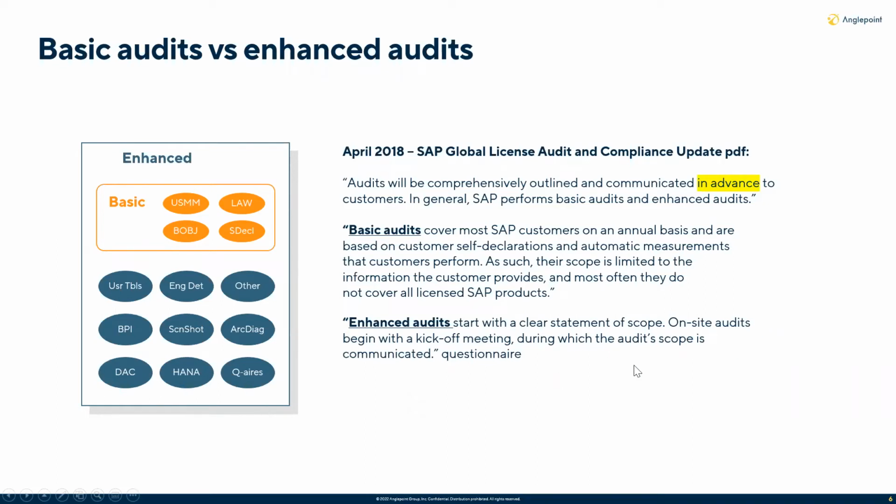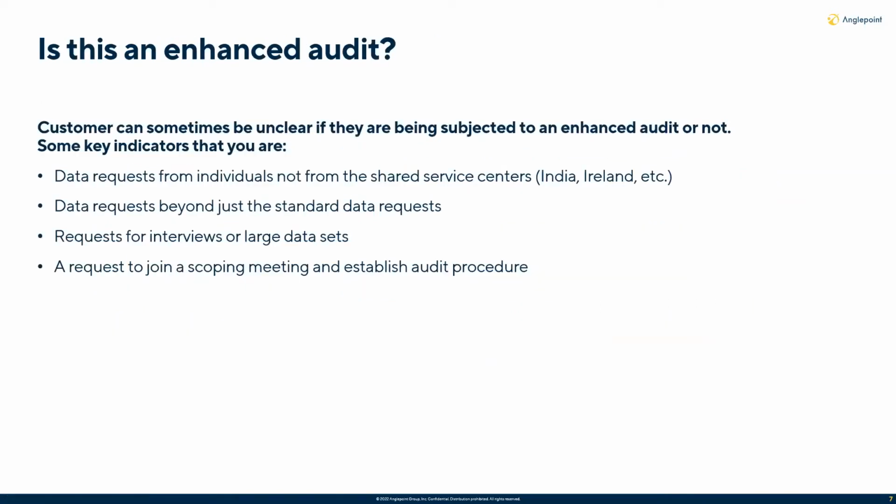On-site audits begin with a kickoff meeting during which the audit scope is communicated. So you should know pretty quickly, okay, this is an enhanced audit. This is different than what I usually get. The basic audit notifications are usually automated emails that you get. Enhanced audits, somebody's going to reach out to you. You're going to have a much more in-depth conversation with SAP. And that should happen in advance with the customer, right? Just want to point that out.